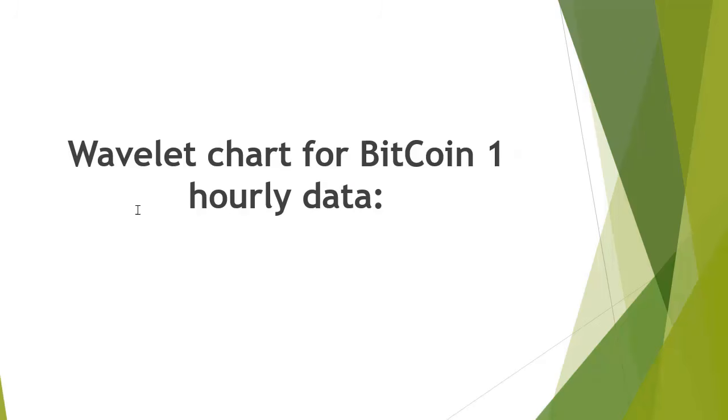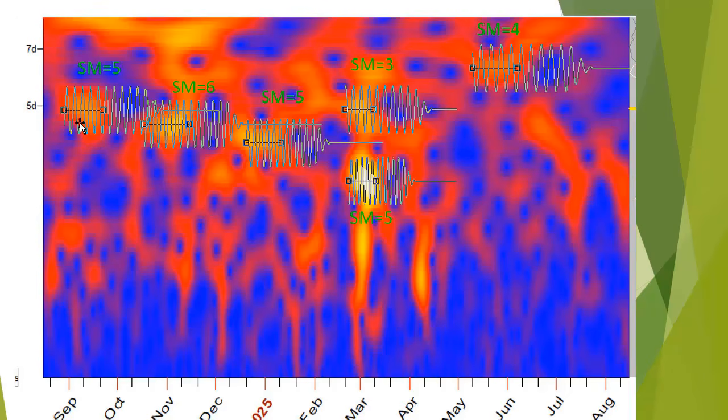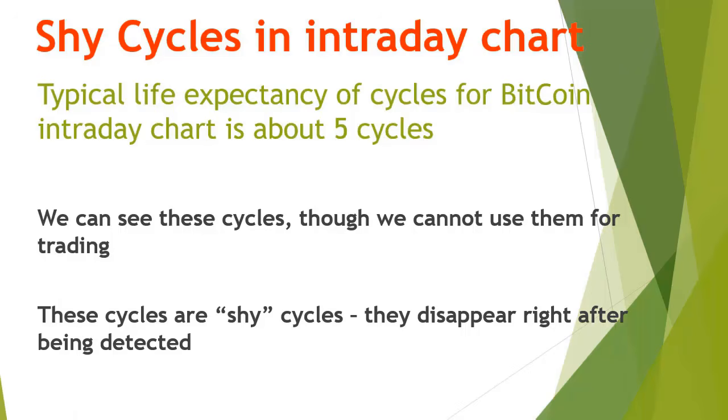This is a wavelet chart, calculated for the Bitcoin 1 hour chart, an intraday chart. And I calculated the stock memory, the life expectancy for cycles here. Typical cycles are 5, 6, 5, 3, 5, 4, and so on. You see the cyclical life expectancy for intraday cycles is smaller. I call them shy cycles. So the typical life expectancy for the Bitcoin intraday chart is about 5 cycles.